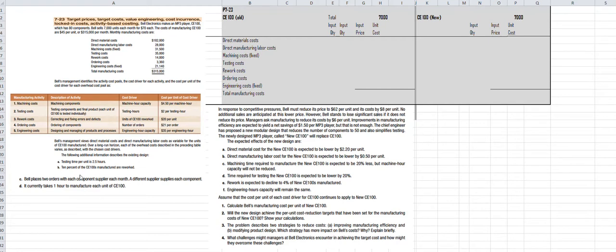All right, then we look over here and we see that the issue here is that we operate in a competitive environment and we need to reduce our sales price. And in order to do that, we need to reduce our manufacturing costs. So this is a typical target pricing / target costing scenario. Specifically, we need to reduce our manufacturing cost per unit by $8 or more.